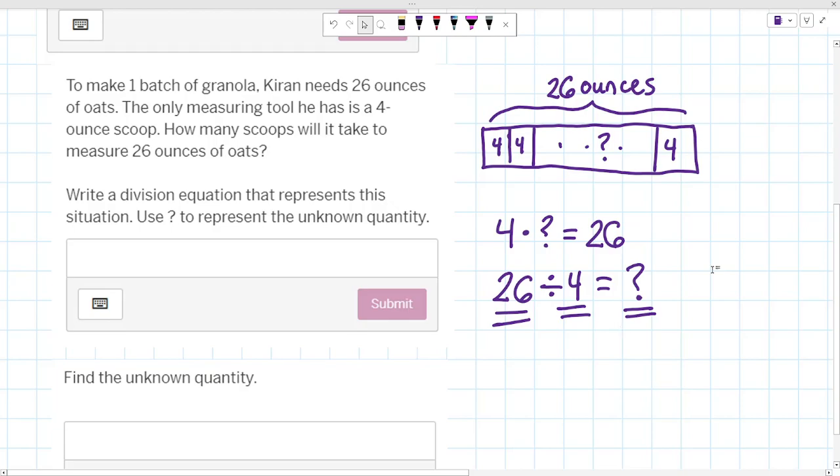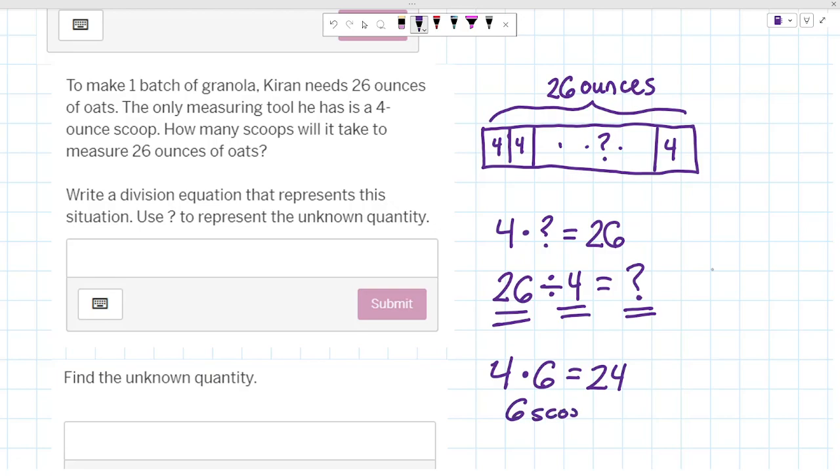So how I might think about this problem is say, okay, well, how many scoops am I going to get before I start to go over 26? So I'm going to multiply 4 by a whole number that'll get me as close as I can to 26. So what's that going to be? 4 times what? Well, 4 times 6 equals 24. So far we've got 6 scoops. So 6 scoops for 24 ounces.